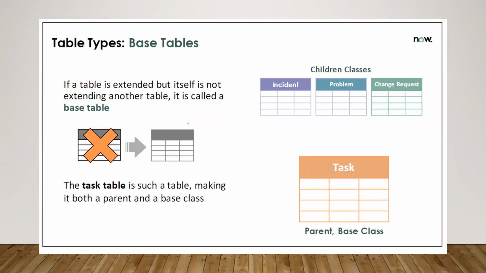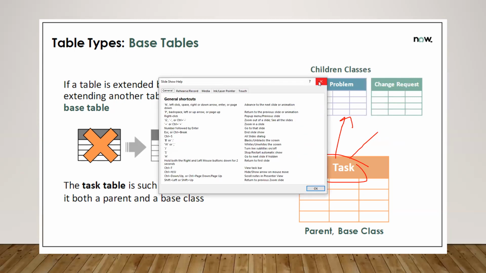So the simple definition is: if a table is extended but is itself not extending another table, that's called the base table. Like in this example, task is the base table. Incident is extended out of that, problem is extended out of that, and change request is extended out of that.